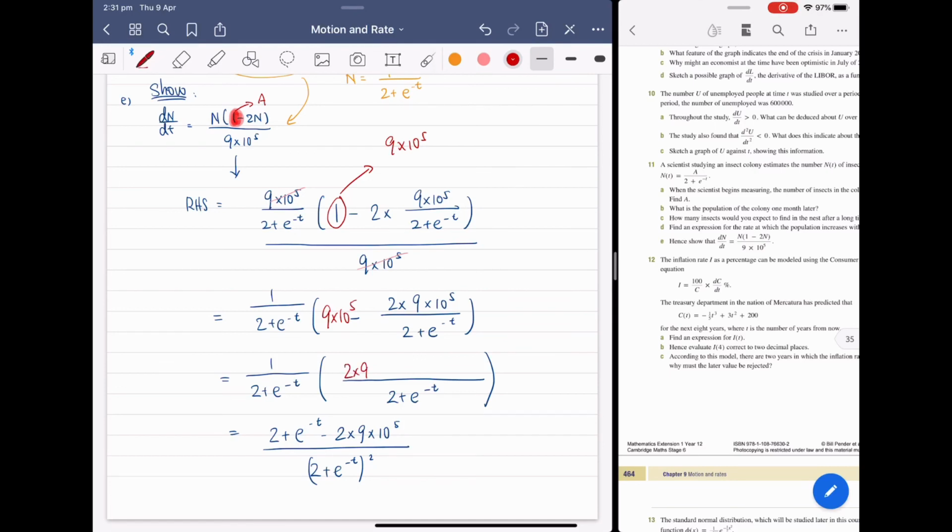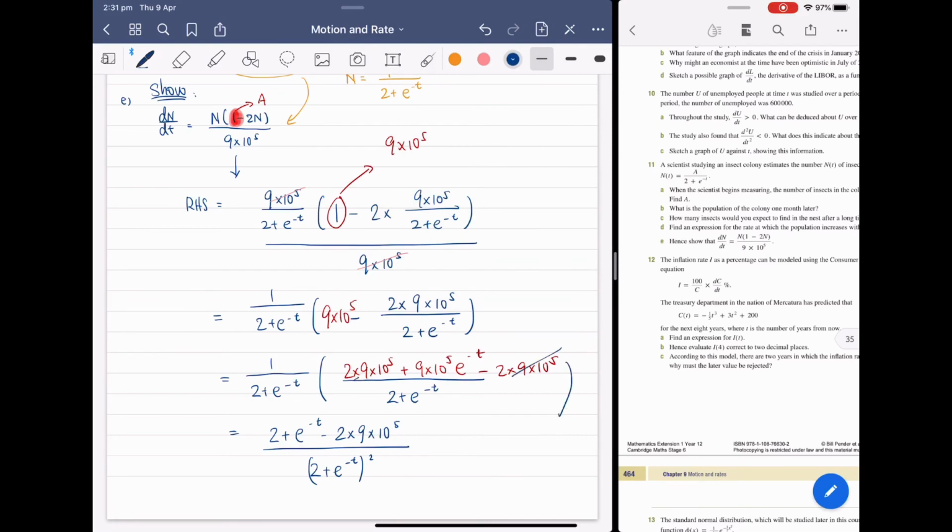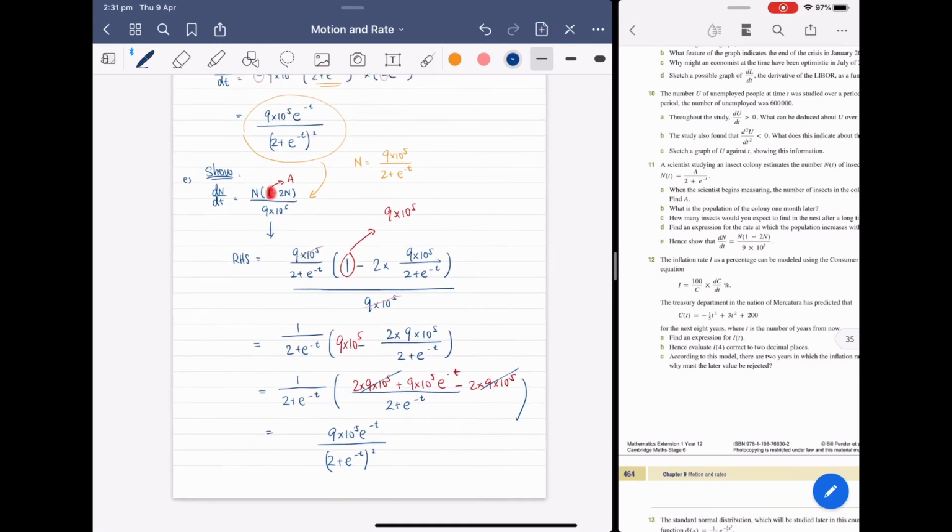So 2 times 9 times 10 to the power 5 plus 9 times 10 to the power 5 e to the power minus t, minus 2 times 9 times 10 to the power 5. So now everything works perfectly. If you cross these two out, all of the answer here now is the right answer, and that's the way to do it. So yes, unfortunately, the textbook made a mistake.